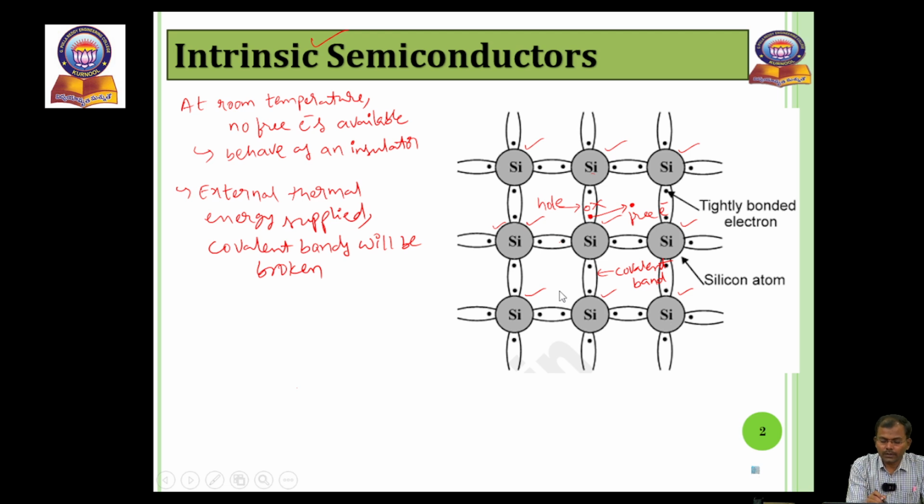Whenever we increase the thermal energy, more covalent bonds will be broken, so we will get more free electrons, but again this number of free electrons is limited. So in the intrinsic semiconductor, it will carry current, but the conductivity is very low.